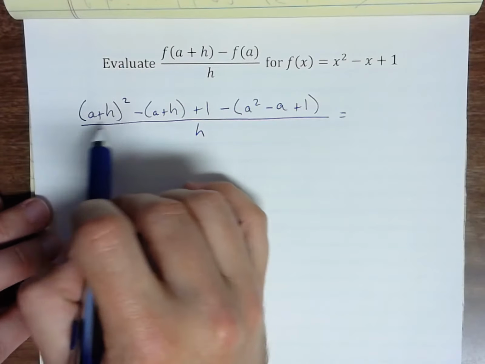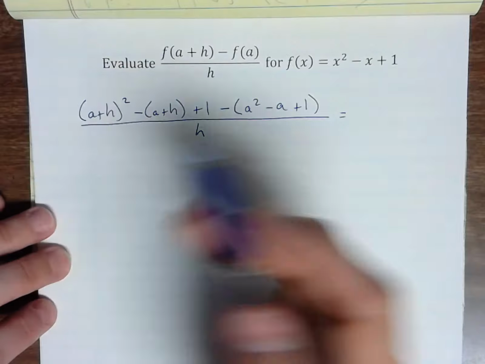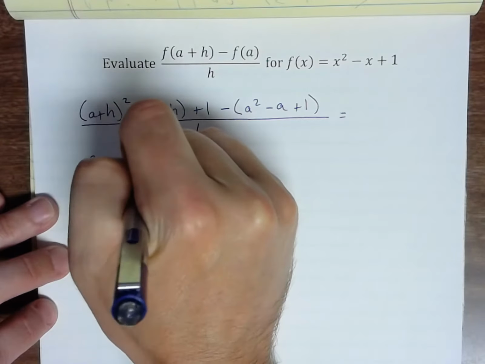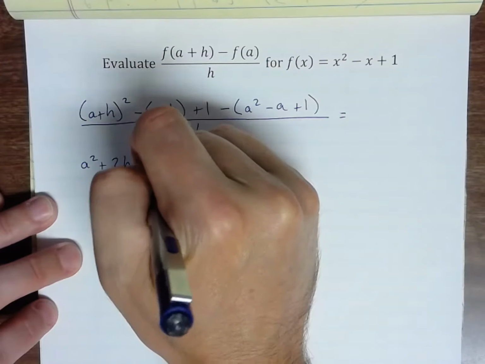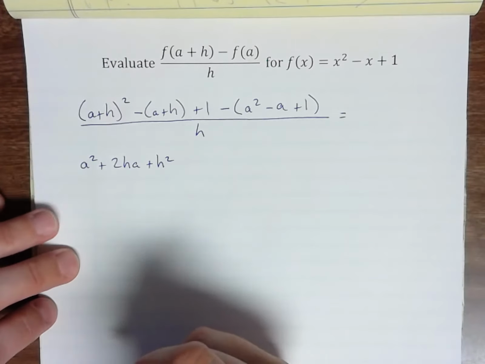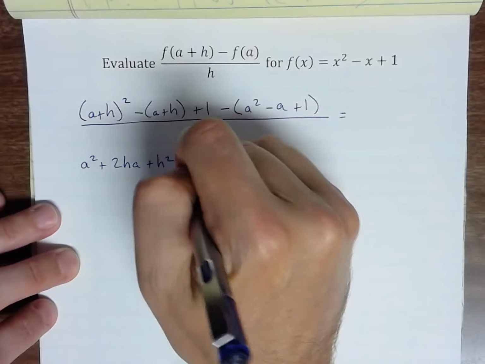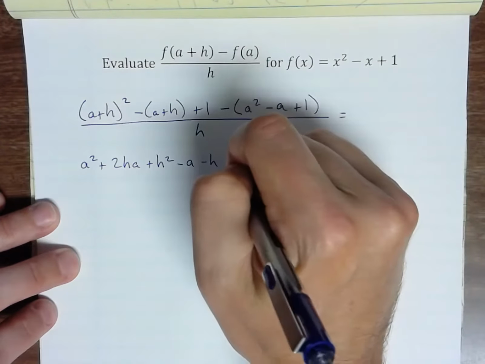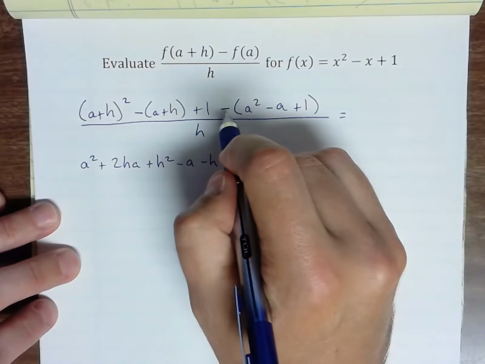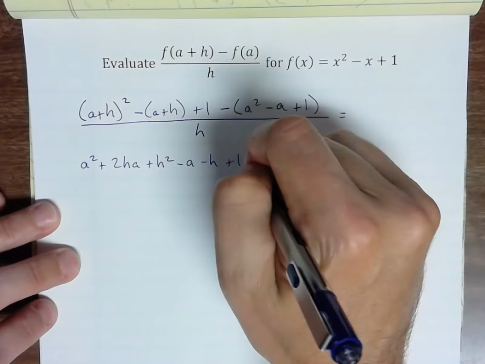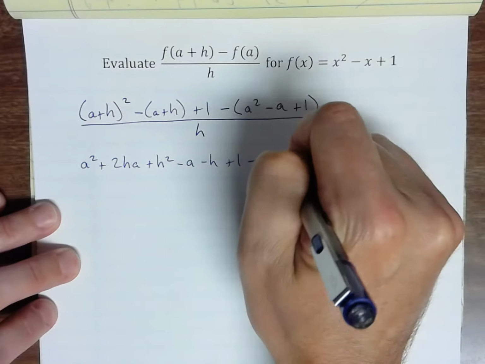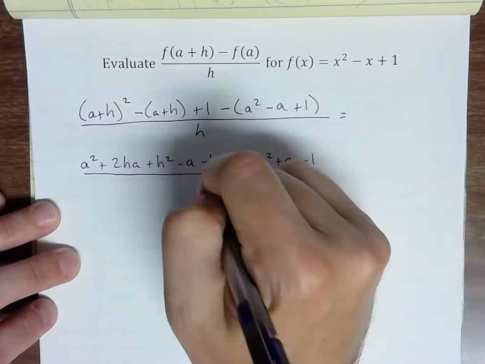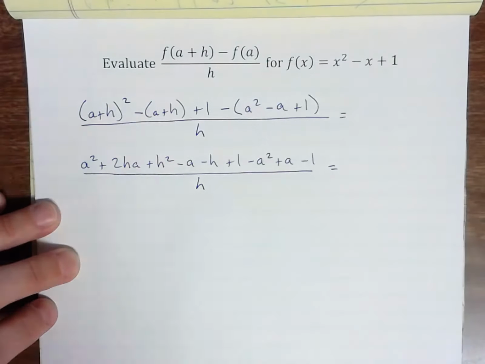(a plus h) squared, again, like in my previous video, just be careful with this. So that is a squared plus 2ha plus h squared, minus a minus h, distribute that minus through, plus 1. Now let's distribute this minus through this guy. So minus a squared plus a minus 1, and of course all over h.